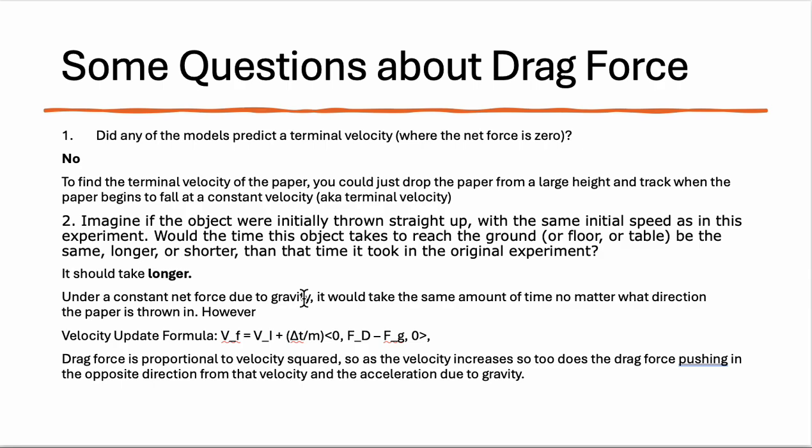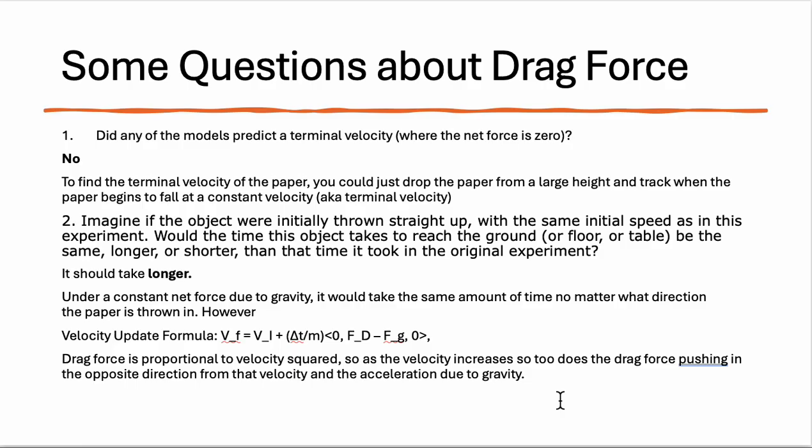Question 2: imagine if the object were initially thrown straight up with the same initial speed as in this experiment. Would the time the object takes to reach the ground be the same, longer, or shorter than the time it took in the original experiment? It should, in fact, take longer. Under a constant net force due to gravity, it would take the same amount of time no matter what direction the paper is thrown in. However, with drag force, that is not the case.